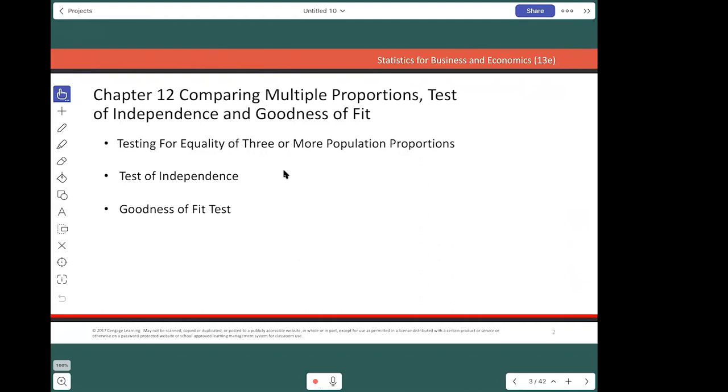So that's one example. The second case, which we call the test of independence, is a case involving proportional data that has to do with proportions, but we want to test whether or not two categorical variables, and I will show you examples of that shortly, two categorical variables are independent of each other. In other words, let me see if I can give you an example of that.